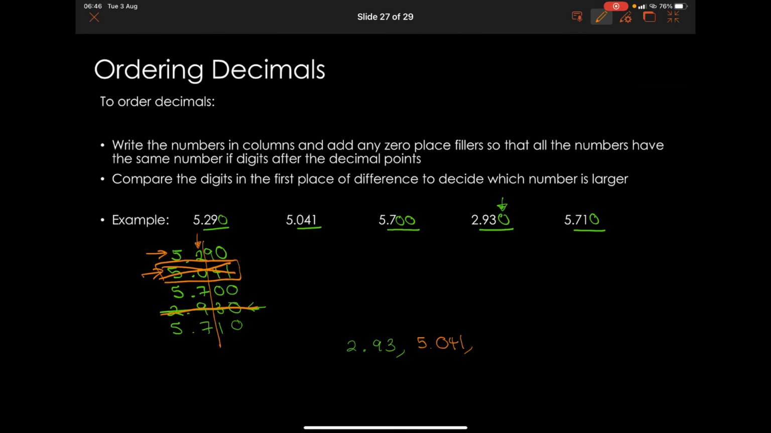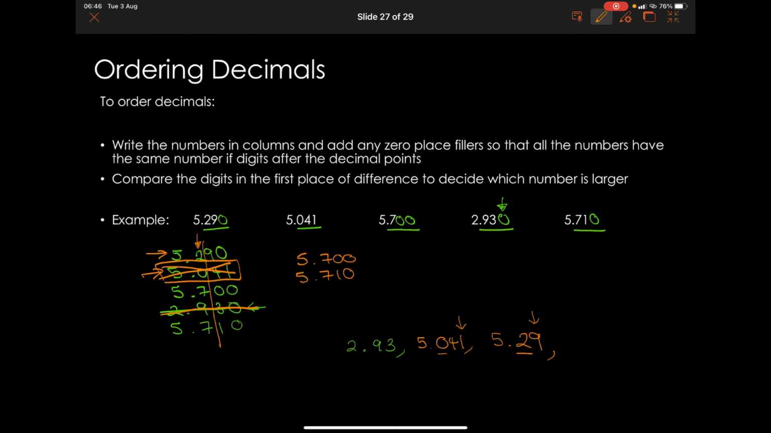Now then we've got 5.2, and then I've got 5.7 and 5.7. So 5.2 is our next one, 5.29, because it's a 2. This was 5.0 and this is 5.2, so it's got to be bigger, regardless of these numbers. So then all I'm left with is 5.700 and 5.710.